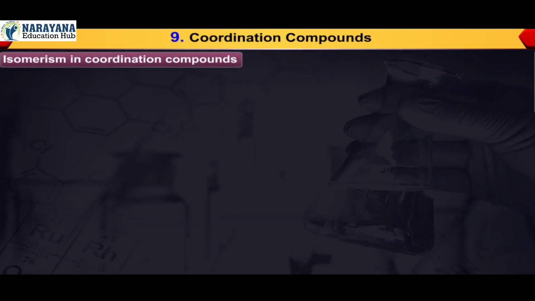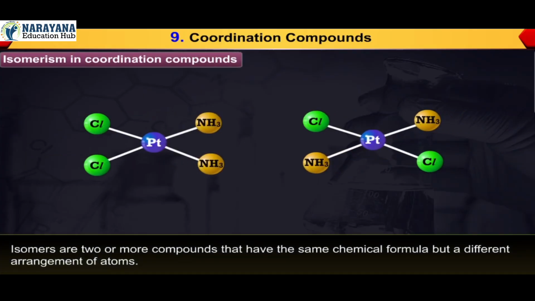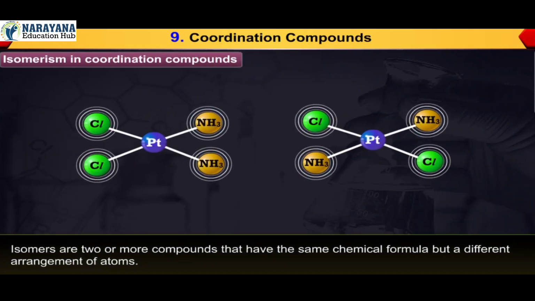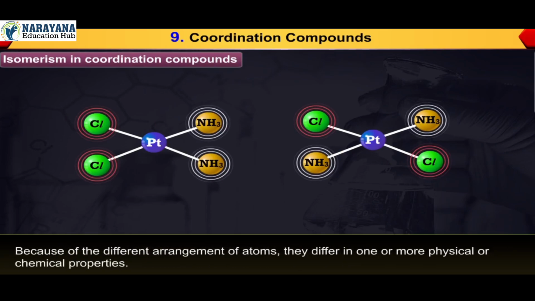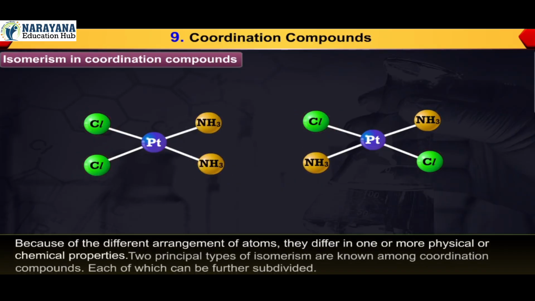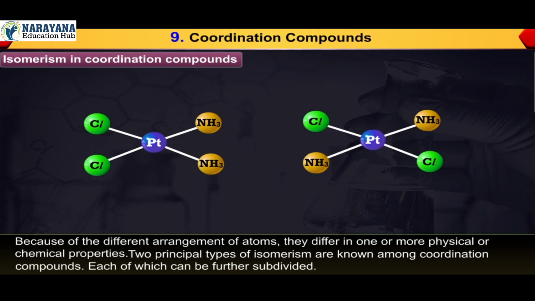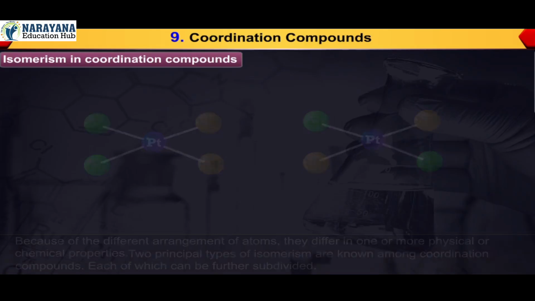Isomerism in coordination compounds. Isomers are two or more compounds that have the same chemical formula but a different arrangement of atoms. Because of the different arrangement of atoms, they differ in one or more physical or chemical properties. Two principal types of isomerism are known among coordination compounds, each of which can be further subdivided.